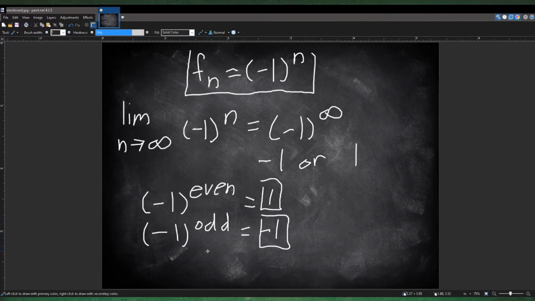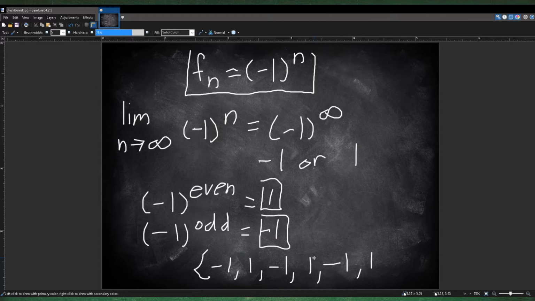Which makes sense because if you draw a list of them out, what's the first term? It was negative 1. The second term is 1. The third term is negative 1. The fourth term is 1. The fifth term is negative 1. And if you keep going, it's just negative 1, 1, negative 1, 1, negative 1, 1, right? So it continues on this pattern of negative 1 and 1.